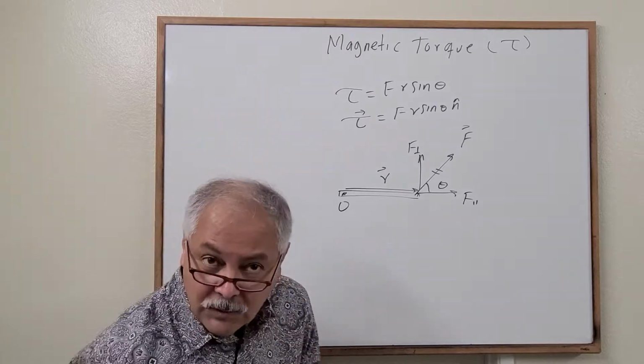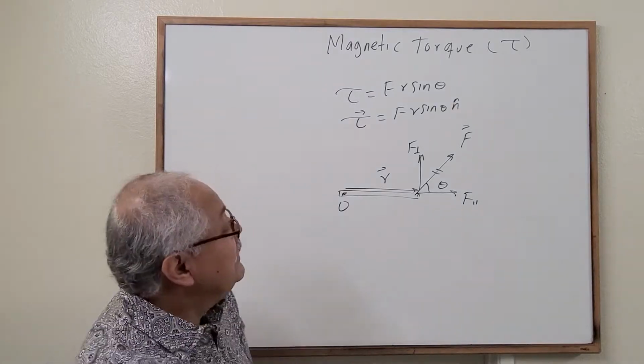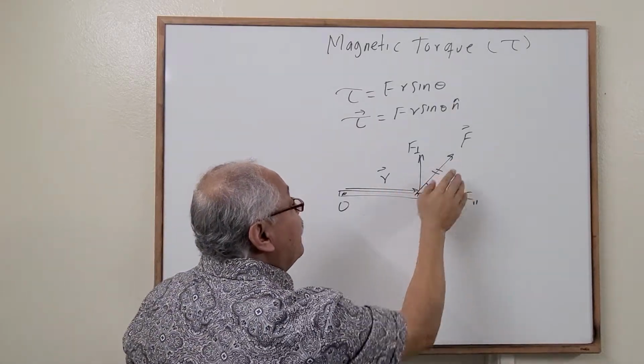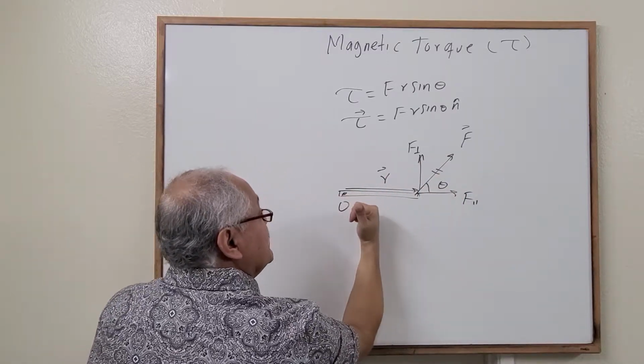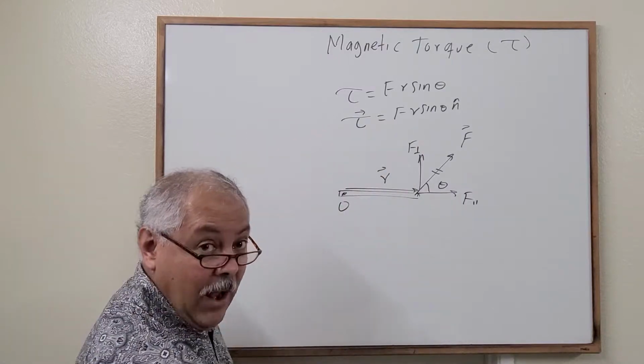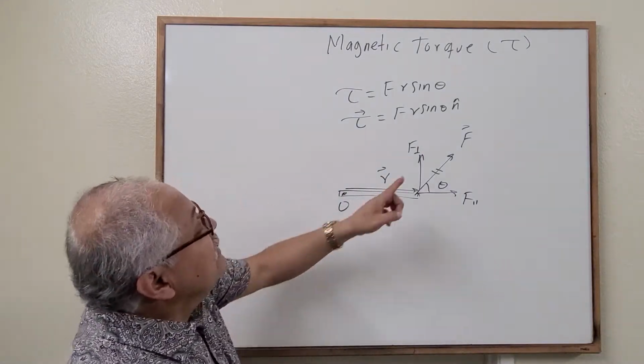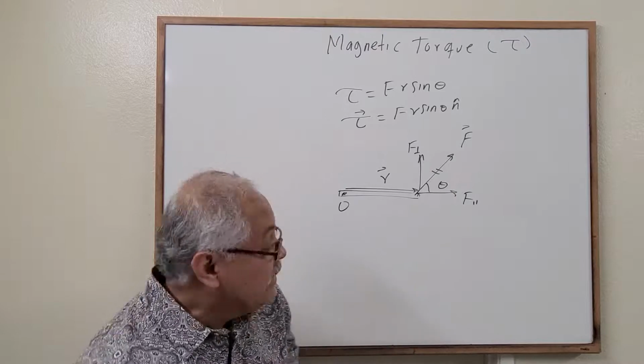That means the normal to the plane formed by r and the force. This is the plane, so the normal is going to be in this way. So that's the direction for the torque, tau. Okay, this is one convention. Another convention is this one.